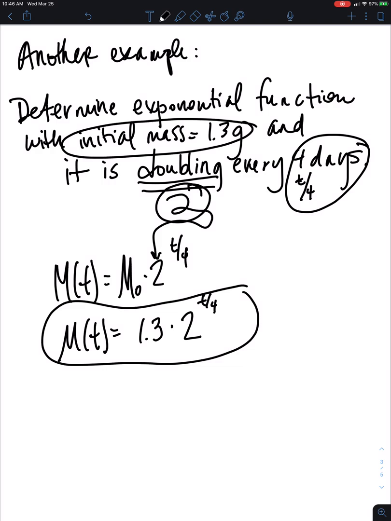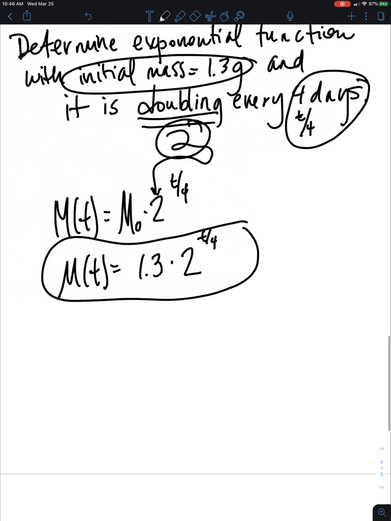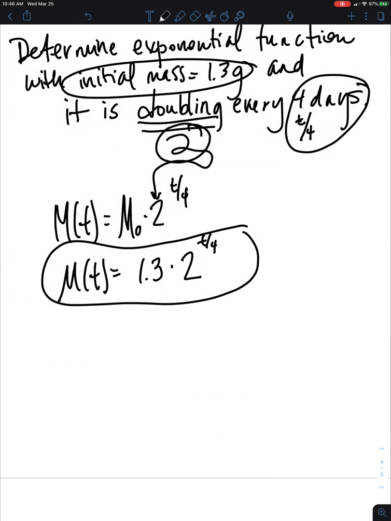Okay, I believe that's it. So get started on your homework. This should be a pretty easy one. Just use the equation, use your notes, and I will be happy to answer questions.